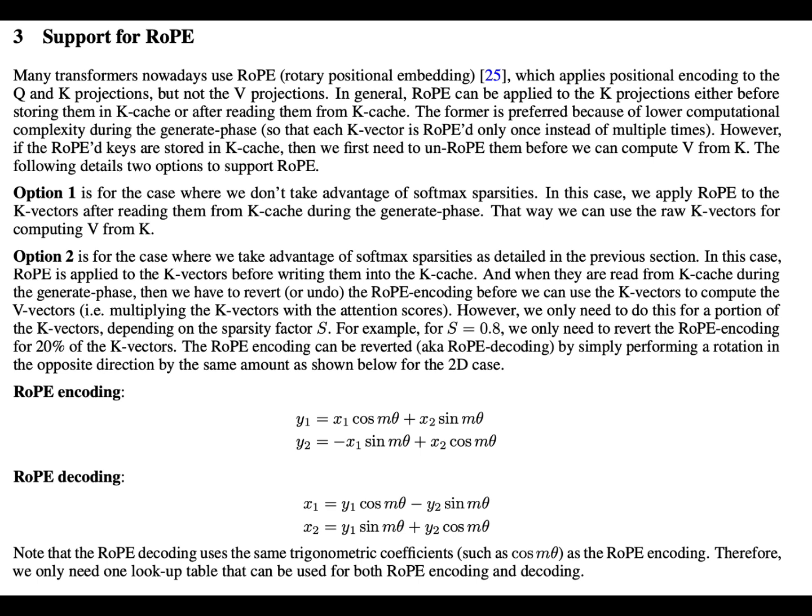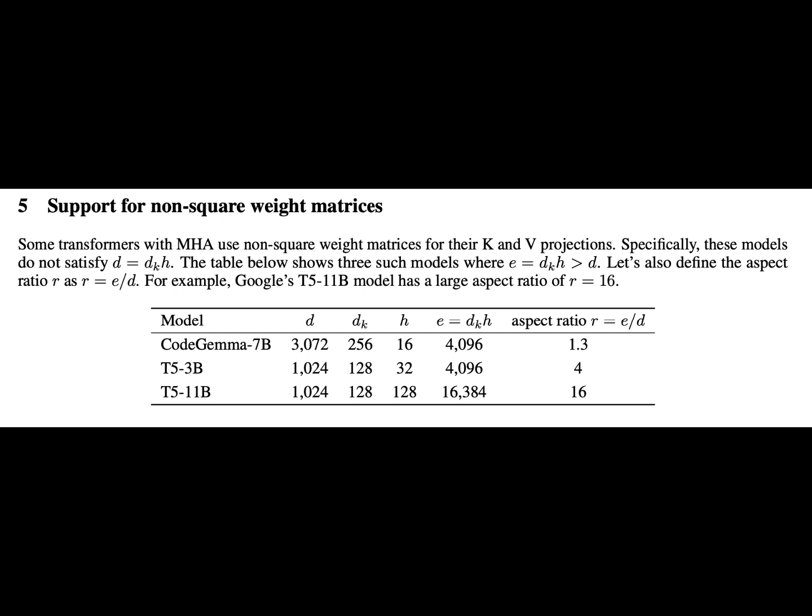Slim attention can even handle models with what are called non-square weight matrices. Wait, non-square? I thought matrices were always square. We usually see square ones, yeah. But some models use matrices with different dimensions for rows and columns, like a rectangle instead of a square. Okay, I vaguely remember matrices from high school. But why does that matter for AI? Well, slim attention can handle those non-square matrices too.